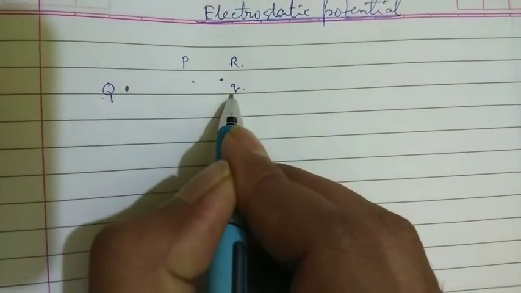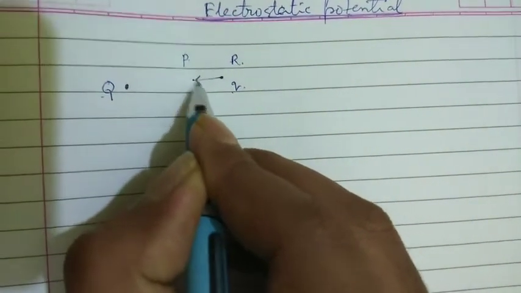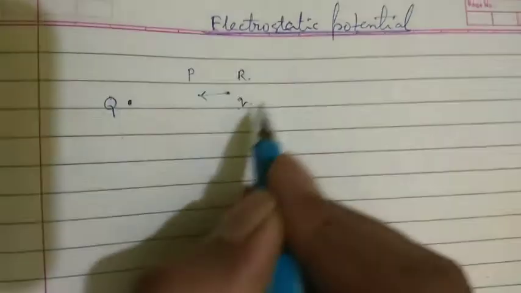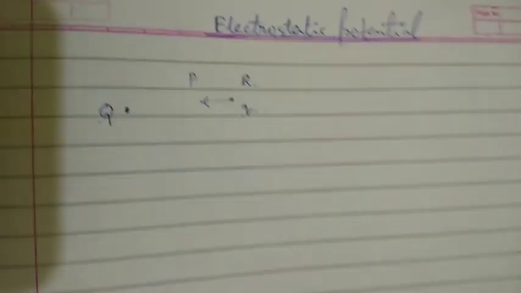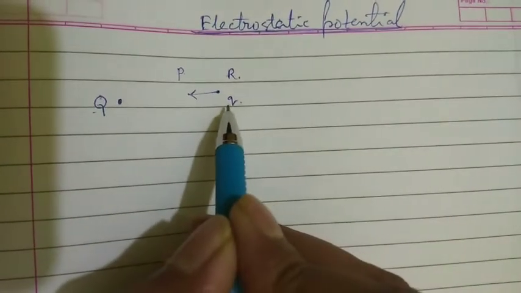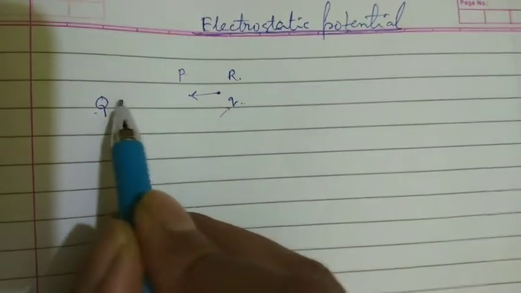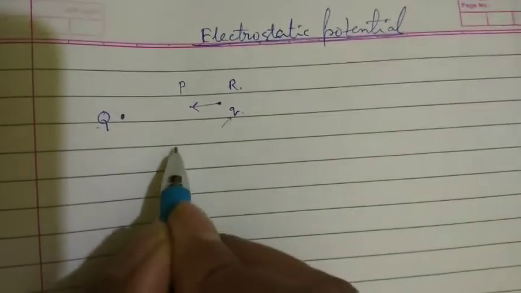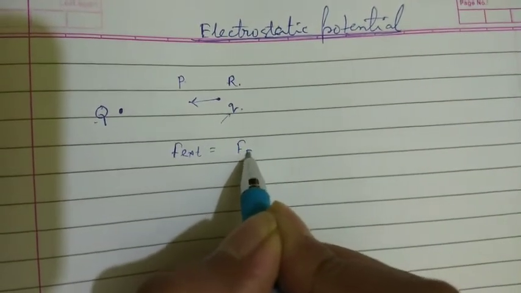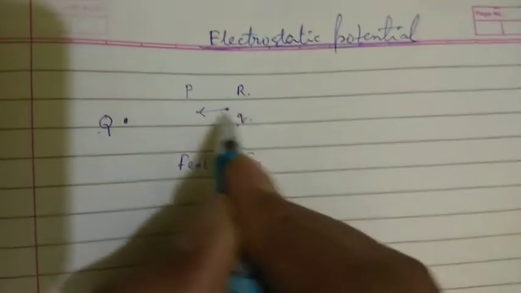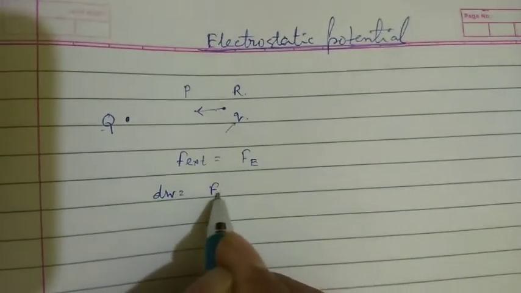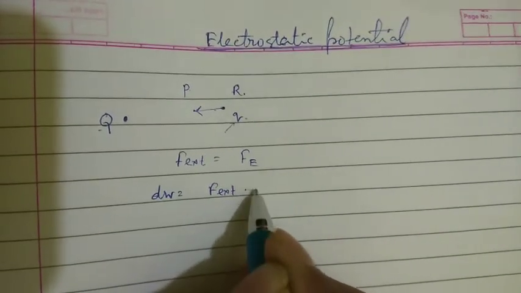So if we want to take this charge from here to here, we have to do external work, and for that we have to apply external force. Suppose we apply exactly the same amount of force which is experienced by this charge due to the electric field. So let's say F external equals F electric in magnitude. If we displace it by a very small distance dr, the required work done will be F external dot dr.